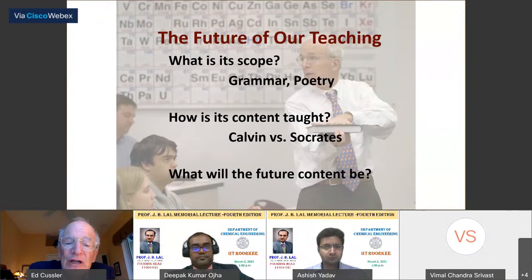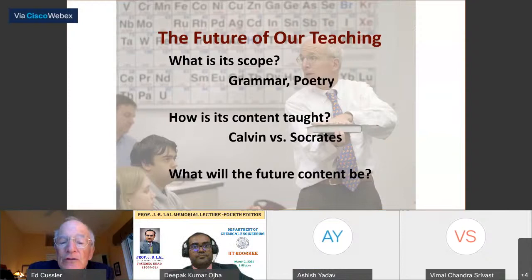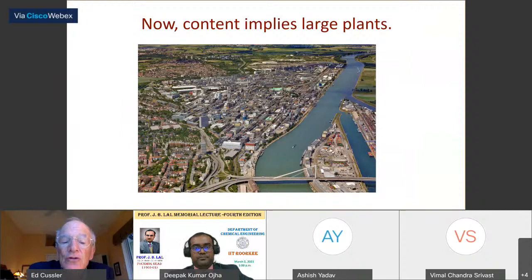So that suggests first the grammar and the poetry. Remember, the grammar, that's how you organize your thinking, and the poetry, that's how you dream. That's how you jump ahead. And now, how is the material taught? You can teach it where you are the sage on a stage, where you perform, but the knowledge transfer only goes one way. Or you can think about the dialogue that Socrates encourages. Now shift to what the future content will be.